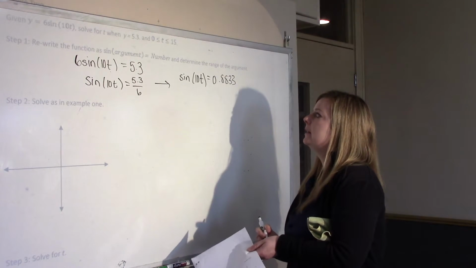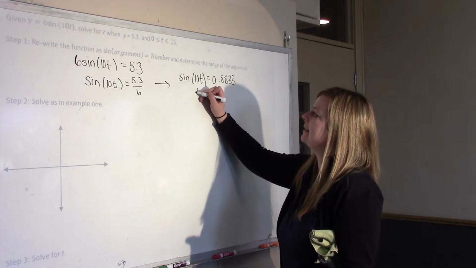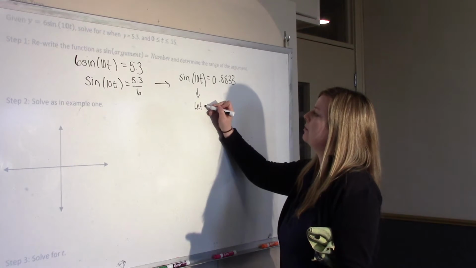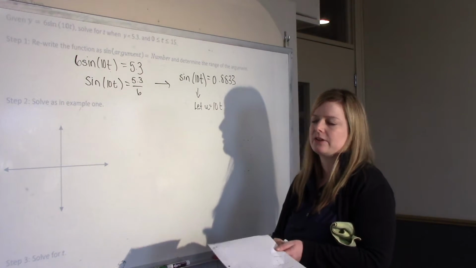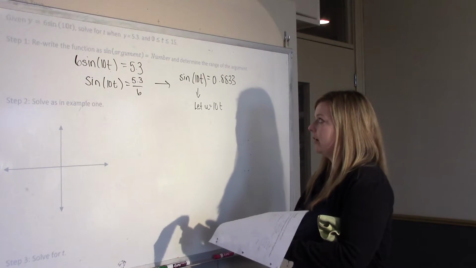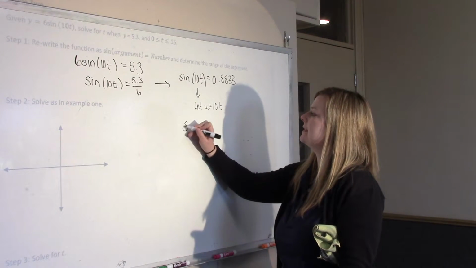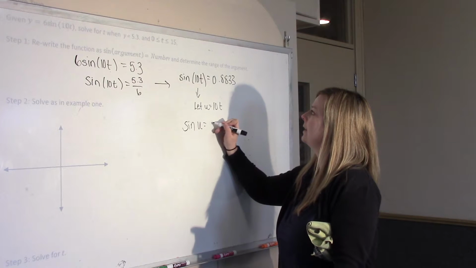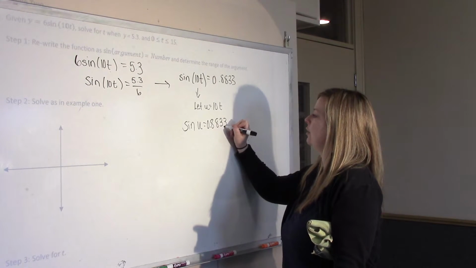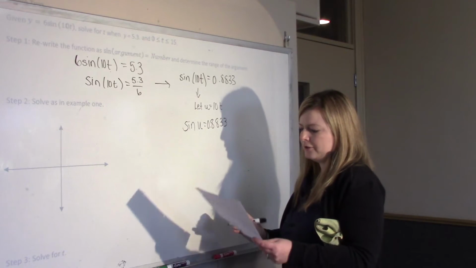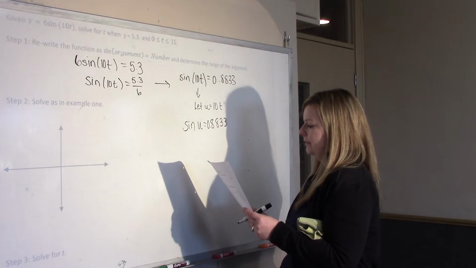Okay, so what do we do then? We let u be equal to 10t. We always just choose u. I don't know why, that's just the standard thing. Let that be our argument. So now we have sine u is equal to 0.8833. Okay, so this is positive.